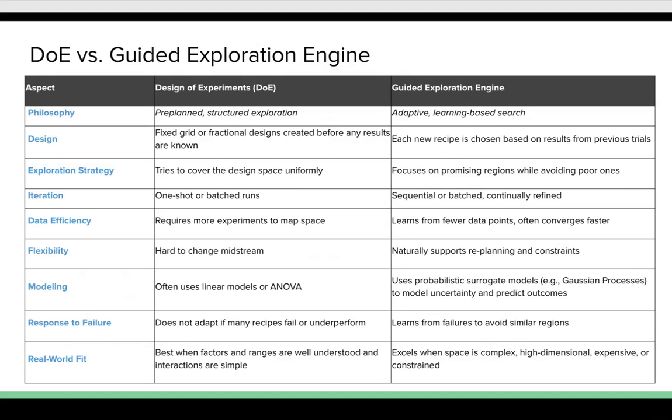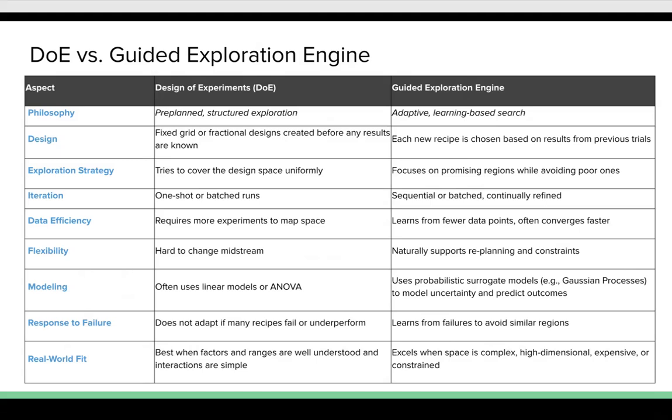From a modeling perspective, you're really using linear models in design of experiments, whereas in a guided exploration engine, you're using probabilistic surrogate models like Gaussian processes to model uncertainty and predict outcomes. What that means is that design of experiments will not adapt if many recipes fail or underperform, whereas a guided exploration engine will learn from the failures to avoid similar regions in subsequent experiments.